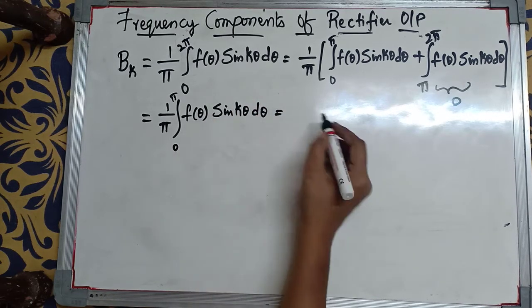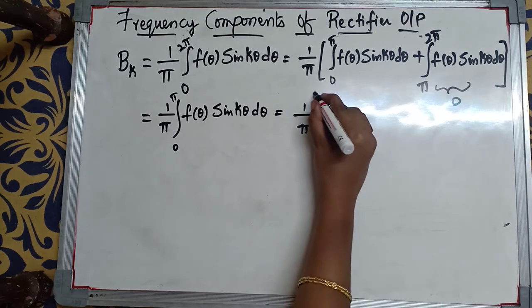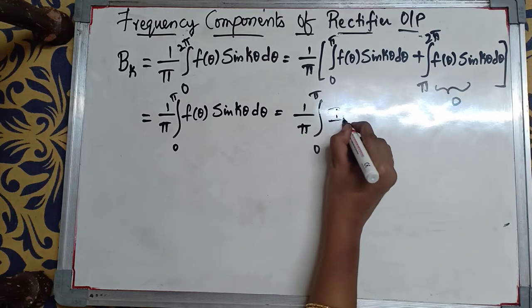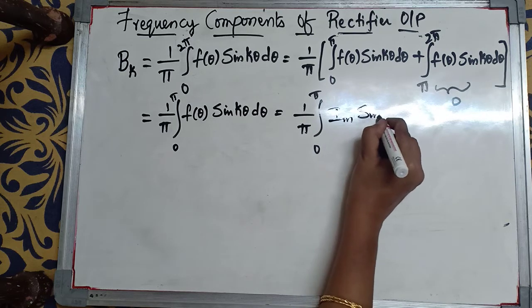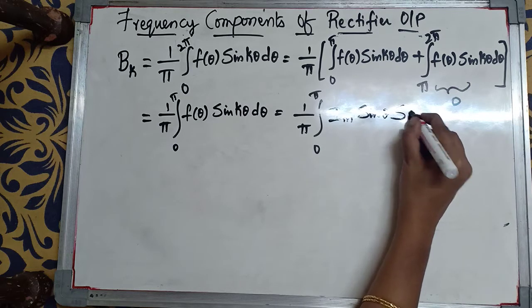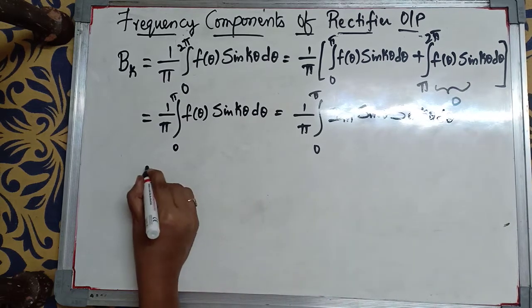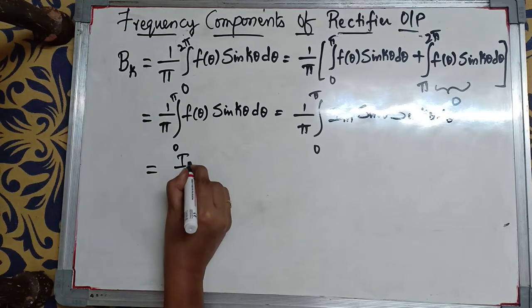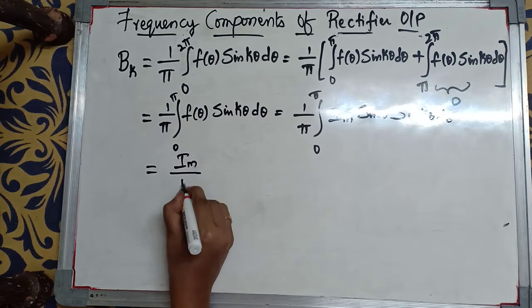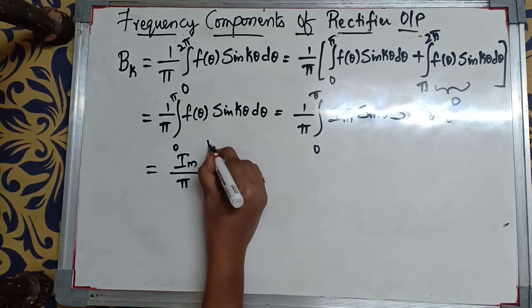What is the value of f of theta? It is given by Im sine theta. So I'll write Im sine theta and this sine k theta as it is, so sine k theta d theta. So we get Im by pi into integral from 0 to pi.